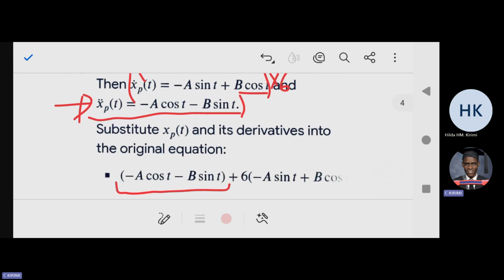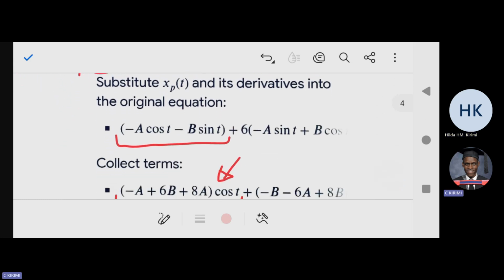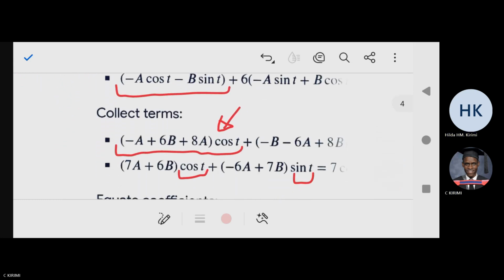What do you do next? You separate the constants. These are the constants, A, B, and A. All the constants which are having cos t, you separate them together. All the constants which are having sin t, you separate them together. Then you equate them to 7 what? Cos t. You are equating to 7 cos t.